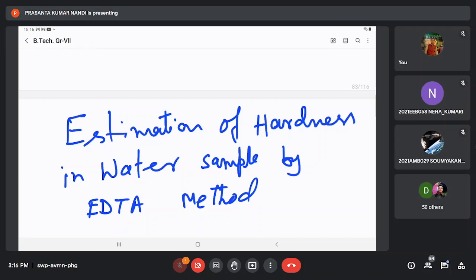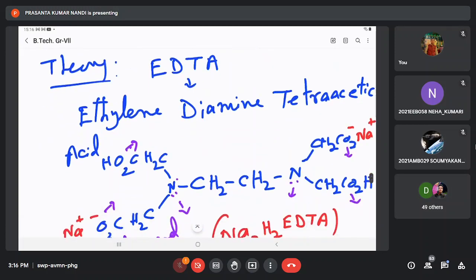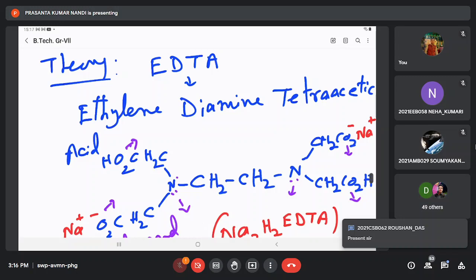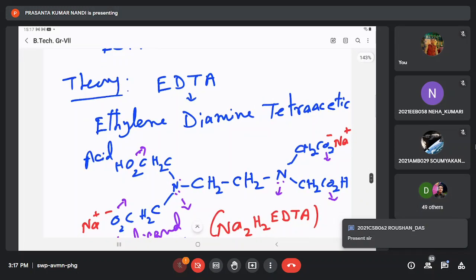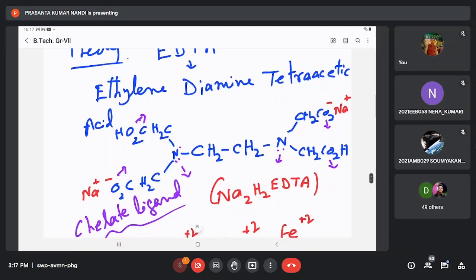So let us discuss the procedure, that is how to estimate the hardness of the water sample. Now, what is EDTA? You write down the structure carefully. EDTA full form is ethylene diamine tetraacetic acid. And this is the structure of Na2H2EDTA. That is, two hydrogen atoms of EDTA have been replaced by two sodium ions. And this is the structure.